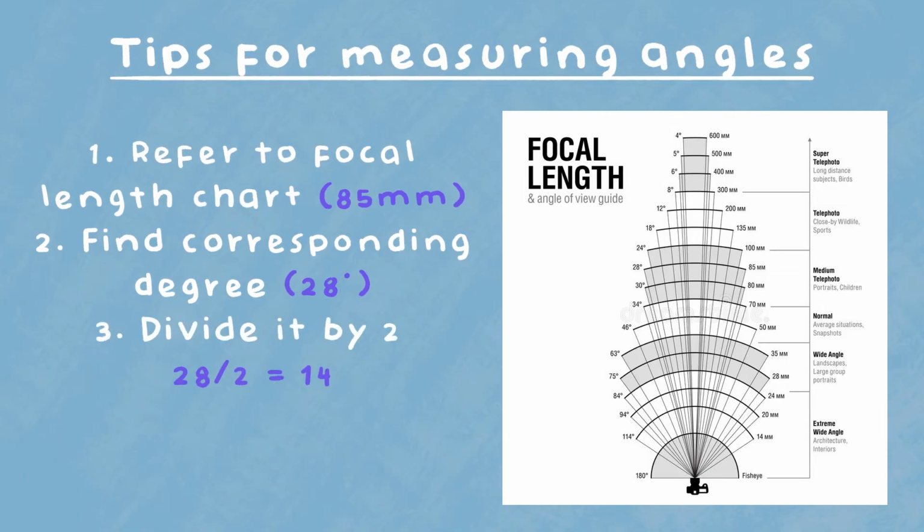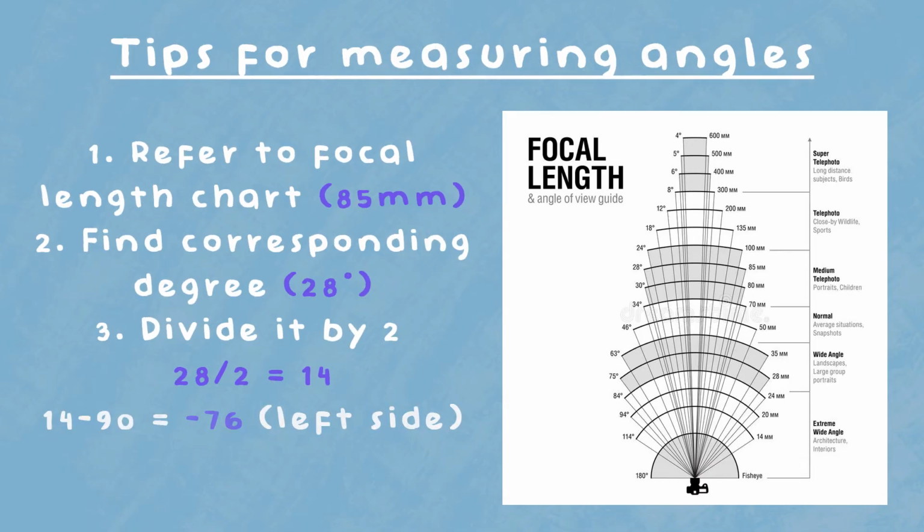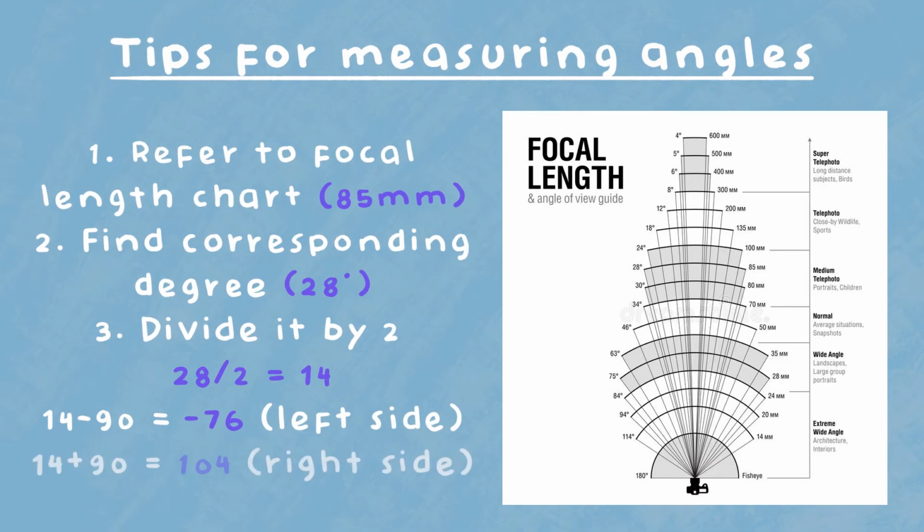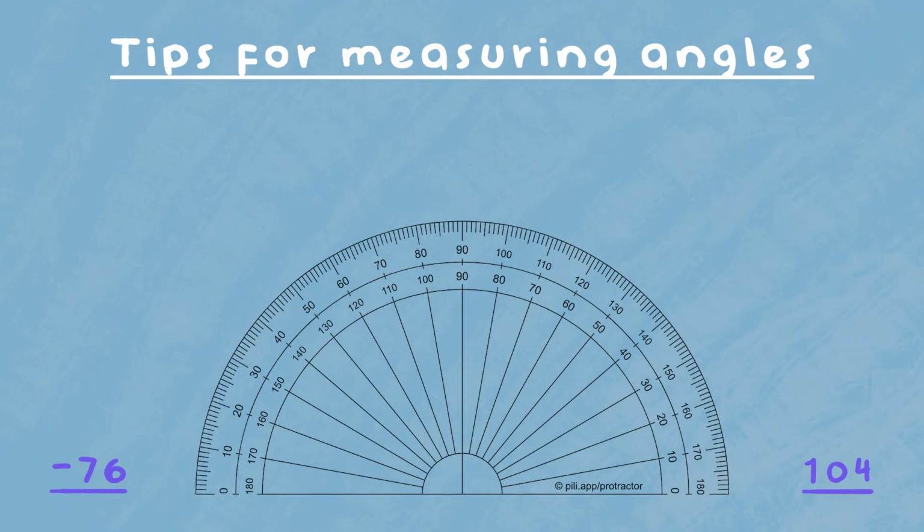Then you want to divide that degree by 2, which will leave us with 14. The next step is to subtract that from 90, which will give us 76. And then add it to 90, which will give us 104. So having these two angles, we're going to measure that on the protractor and then finally draw our angle. And then from there, we can finally set the rest of our cone of vision stuff up and get our vanishing points to begin drawing.